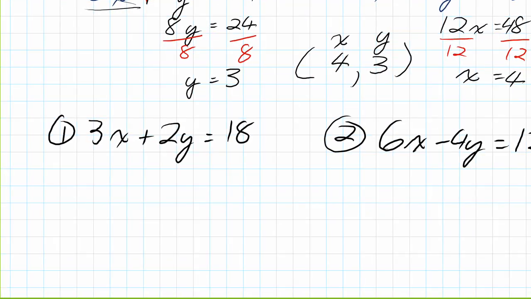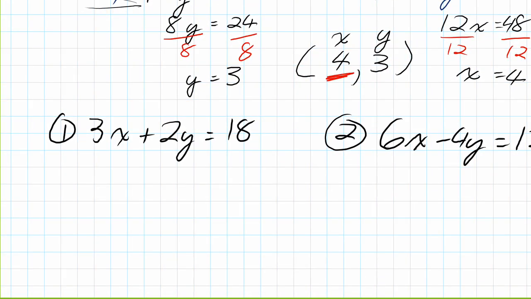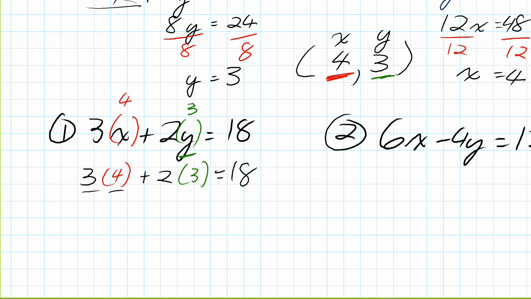I can use substitution to prove this. I'm going to substitute 4 in for the x value, and I'm going to substitute 3 in for the y value. And then we're going to see, is this true? 3 times 4 plus 2 times 3 is equal to 18. Is this true? 3 times 4 is 12. 2 times 3 is 6. Is 12 plus 6 equal to 18? Yeah, 18 is equal to 18. That checked out. So there's a proof.